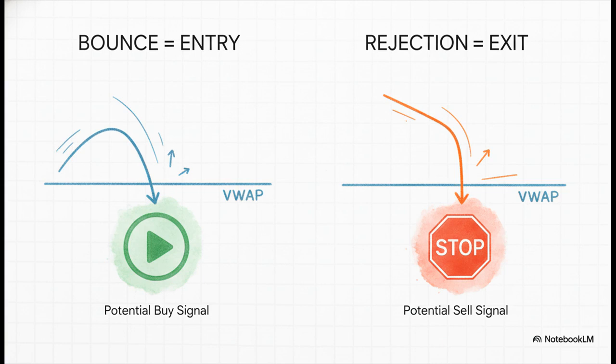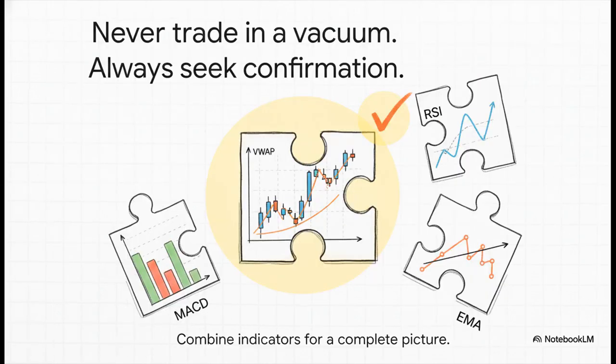Number 2, those bounces off the VWAP line or rejections from it are incredibly powerful signals for getting in or out of a trade. You have to watch how price behaves around this line. It's telling you a story. And finally, please, never let one indicator be the only reason you enter a trade. Use VWAP as your main compass, but always look for other clues to confirm which way you're headed. That is how you start to stack the odds in your favor.